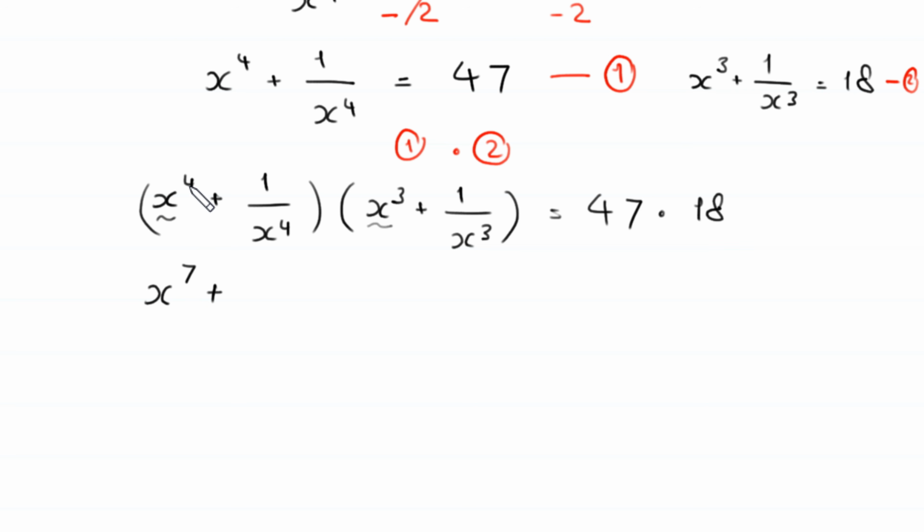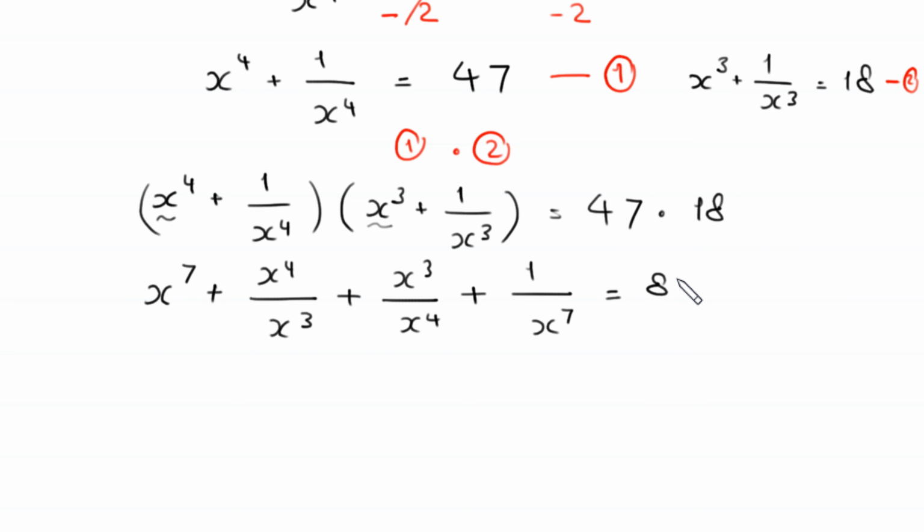Now this x to the power 4 times x cubed will become x to the power 7 plus x to the power 4 times 1 over x cubed will become x to the power 4 divided by x cubed plus 1 over x to the power 4 times x cubed will become x cubed over x to the power 4 plus 1 over x to the power 4 times 1 over x cubed will become 1 over x to the power 7 is equal to 47 times 18 will become 846.